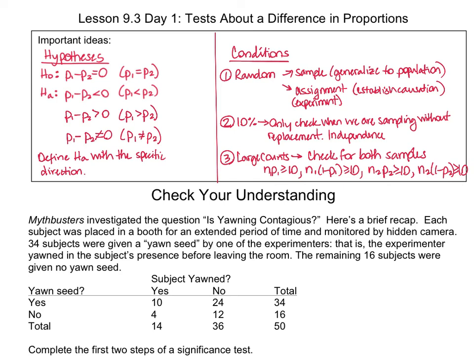So when it comes to our significance test for the difference in proportions, we've got our hypotheses, our different possibilities down, and we've got our conditions down. Just as a reminder, when we graph these, we're going to have directional shading. Remember to make that part of your work.